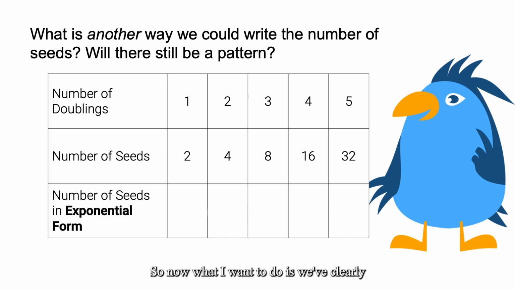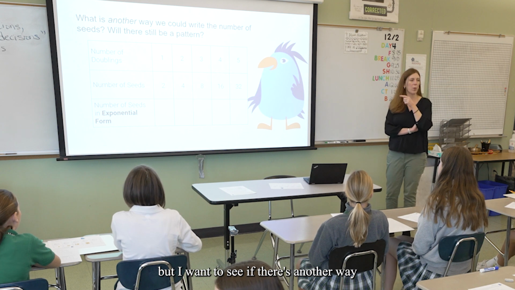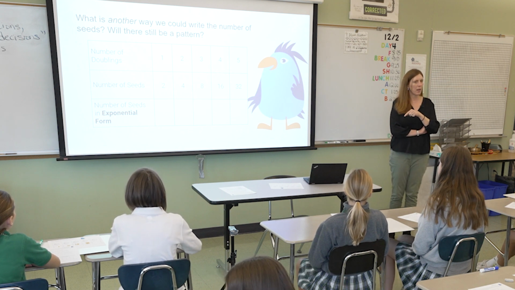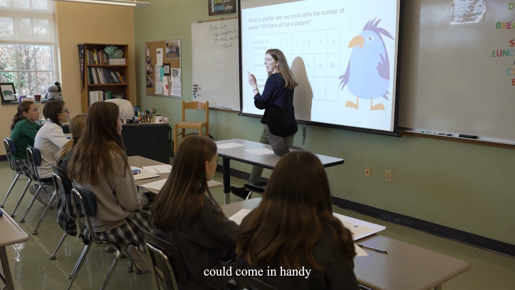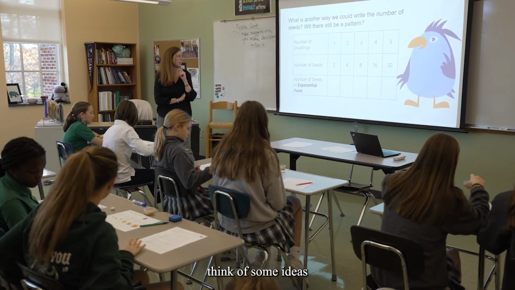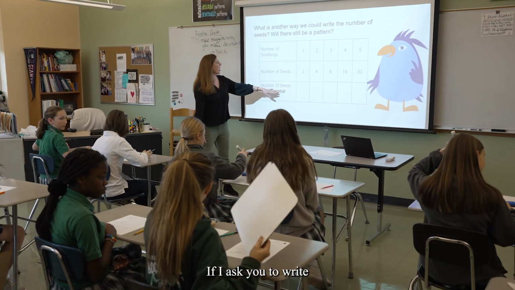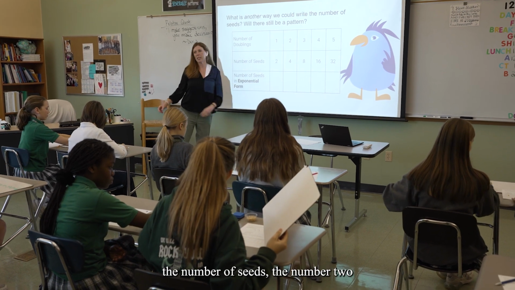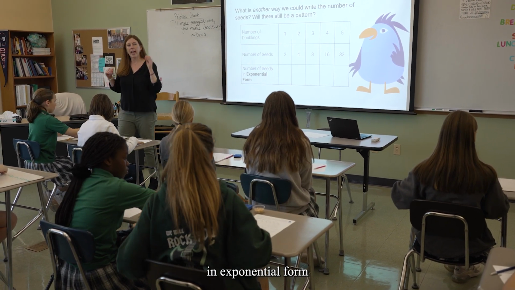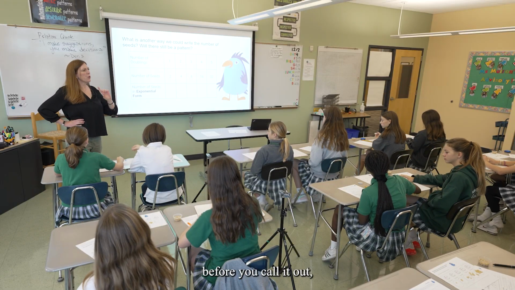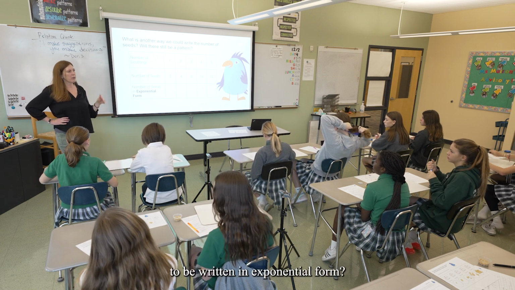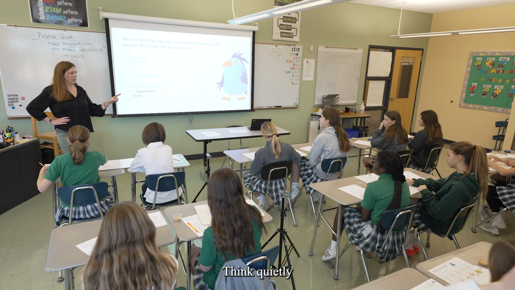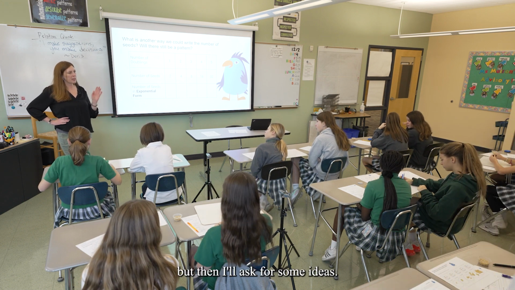So now what I want to do is, we've clearly found a pattern, but I want to see if there's another way that we could write the number of seeds and still keep a pattern. This is where your whiteboard could come in handy because you might want to think of some ideas before you write it on your paper. If I ask you to write the number 2 in exponential form, before you call it out, can everybody think it for a second? What might it look like for the number 2 to be written in exponential form? Think quietly for just a few seconds. If you want to write something down, you can, but then I'll ask for some ideas.